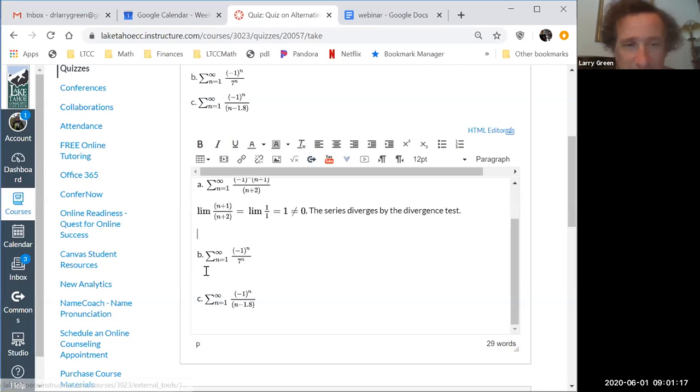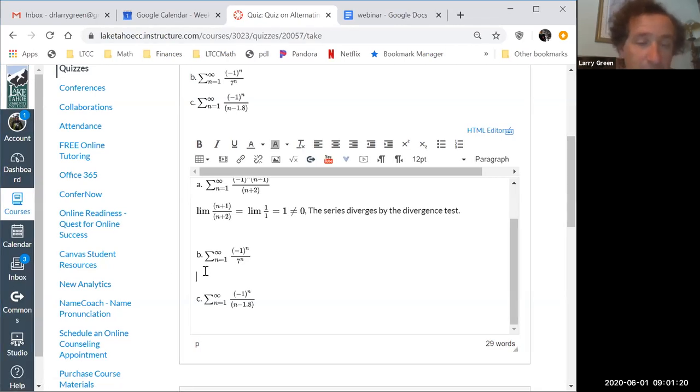Okay, let's look at part B. So part B, we look at it, and if you kind of ignore the -1 to the n, what does it look like? Do you think it converges or diverges? Take a look. What do you think? Converges or diverges? If you just take an absolute value. This is supposed to be pretty easy. Yeah, this one looks like it converges.